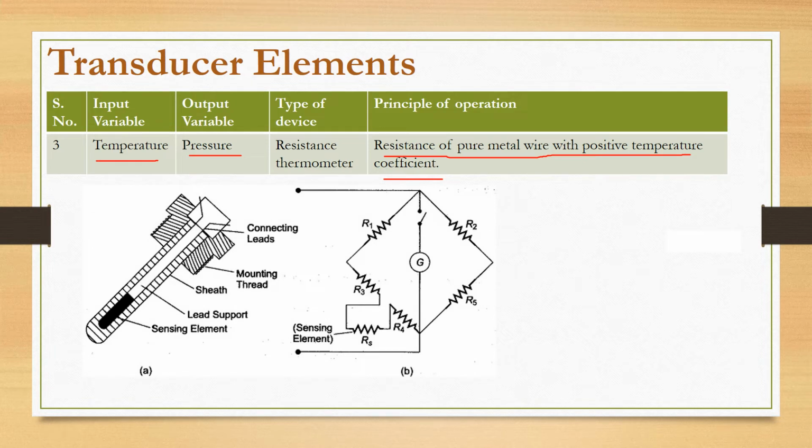So this is the diagram of this resistance thermometer. This is the sensing element. So when we heat this, it results in the change in this resistance because of the change in temperature, and this is connected to a Wheatstone bridge. So because of this change, there is some unbalance in the bridge, and we can record that unbalance, and we can calibrate the change in resistance into change in temperature.